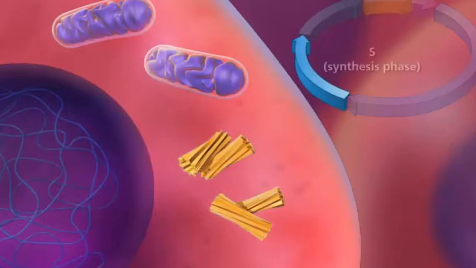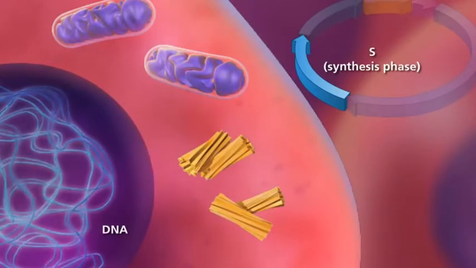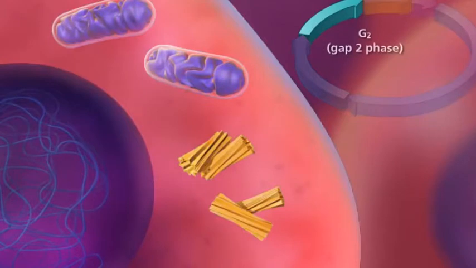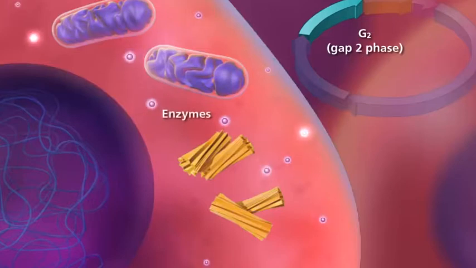In S, or synthesis phase, DNA replication occurs. All the DNA replicates itself, giving the cell 2 copies of every strand of DNA. Next is the second growth phase, G2 or gap 2 phase. In this phase, all the enzymes needed to aid the process of cell division are produced. Now that the cell has duplicated its DNA in the nucleus and duplicated the centrioles, mitosis can begin.